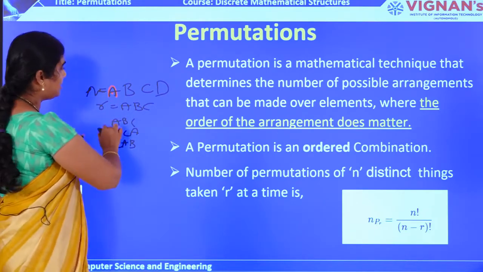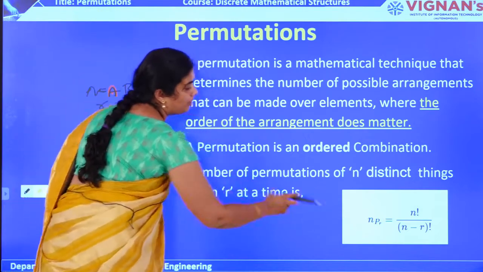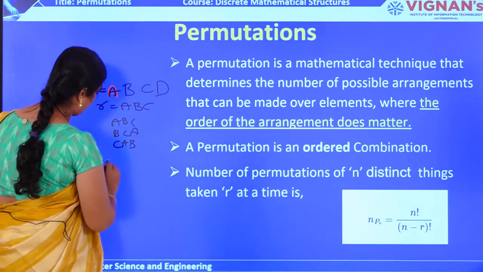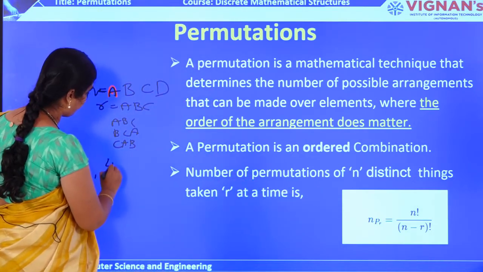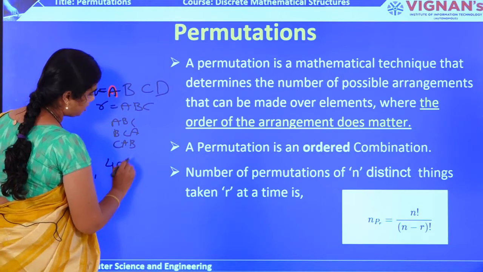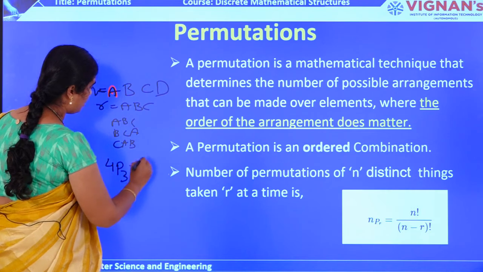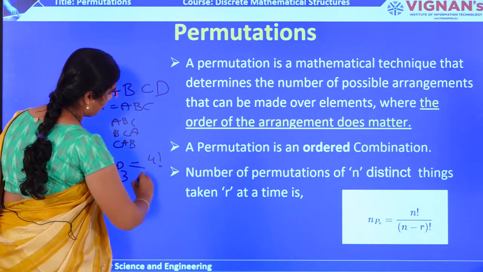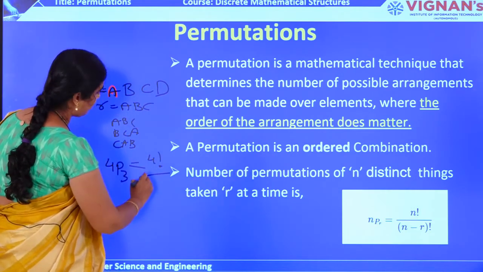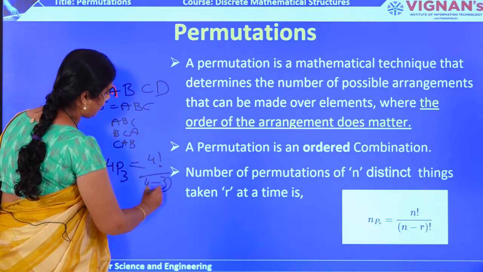So this can be solved in the formula way over here. Now you are given n. What is the count of n? 4, P. And what is the count of r? 3. And what is n factorial? 4 factorial. And what is n minus r factorial? 4 minus 3 factorial.